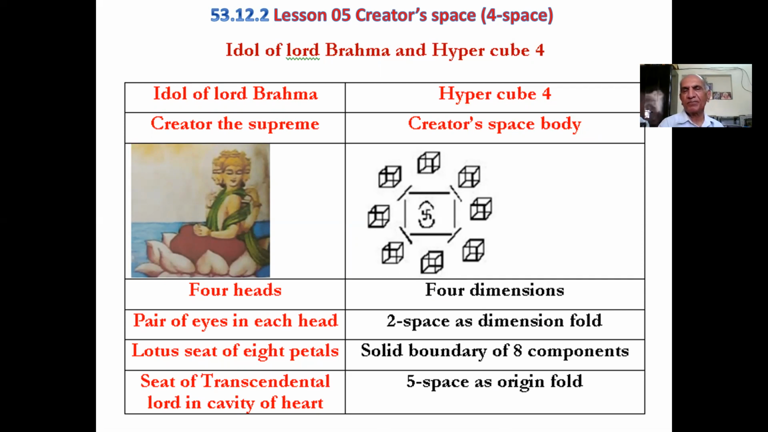the four space. Lord Brahma sits comfortably on the lotus seat of eight petals, and hypercube 4 is having a solid boundary of eight components. Within cavity of heart of Lord Brahma is the seat of the transcendental Lord, and five space plays the role of origin fold of four space.